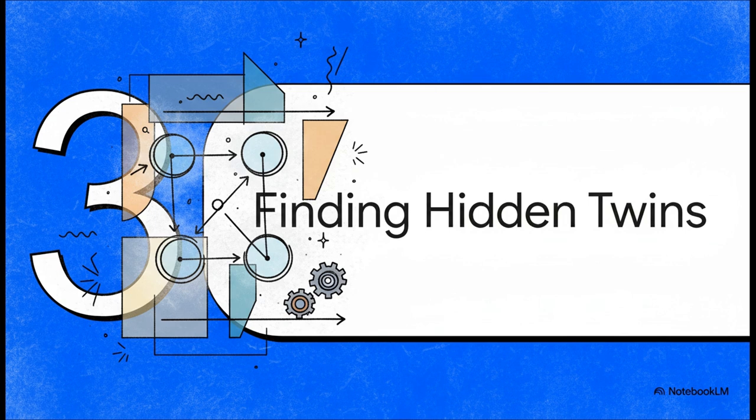Well, this is where the really elegant idea comes in. The key is to look for states inside our machine that are basically doing the exact same job. We can think of them as hidden twins.